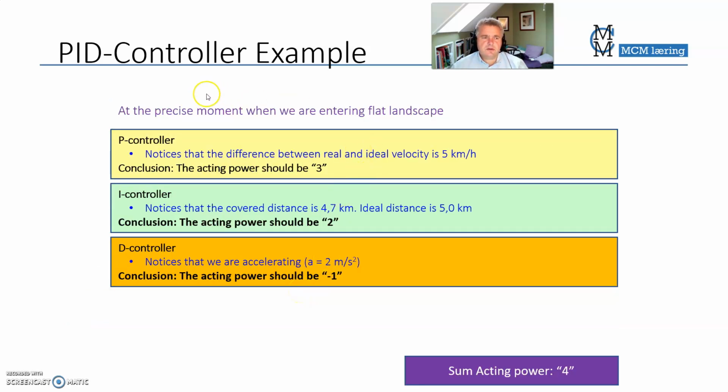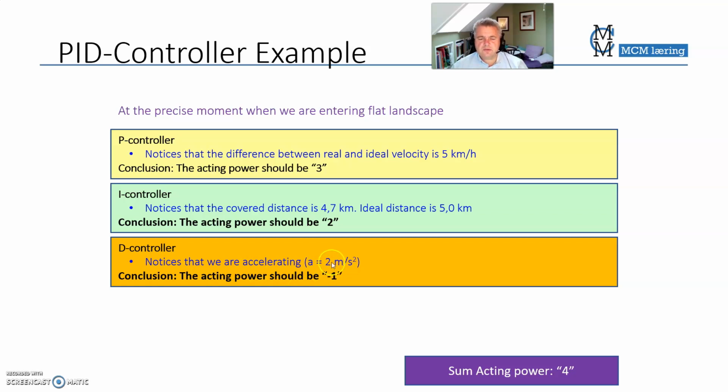So let's go to the moment where we are entering flat landscape. The upward hill has now become flat landscape, but the real and ideal velocity difference is still 5 kilometers per hour. So it still suggests the acting power of 3. The I still notices that we are 300 meters behind the ideal distance and still suggests the power 2, while the D control is the one that immediately discovers that we are starting to accelerate.